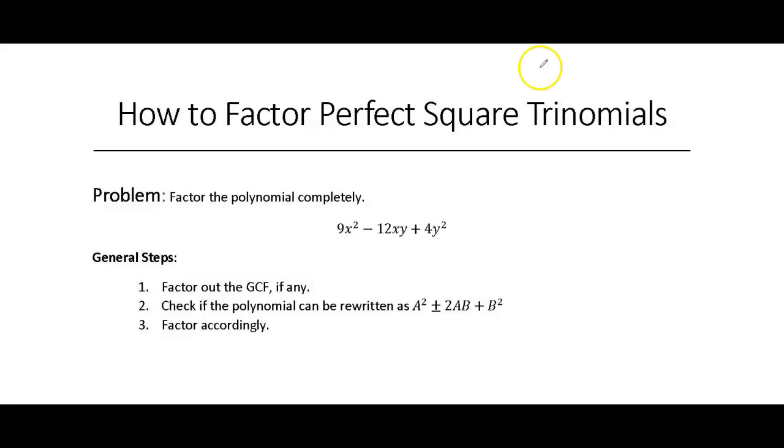How to factor perfect square trinomials. Factor the polynomial completely. We have 9x squared minus 12xy plus 4y squared. As always, we want to check to see whether there's a GCF we can factor out. Taking a look at our three terms here, it doesn't look like we have a common factor. So then we're going to move on to the next step.